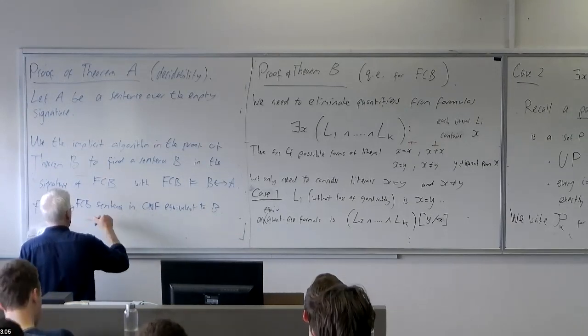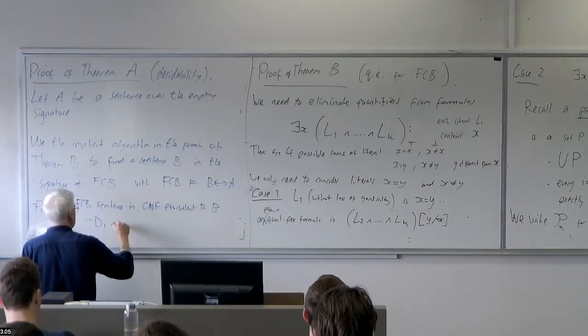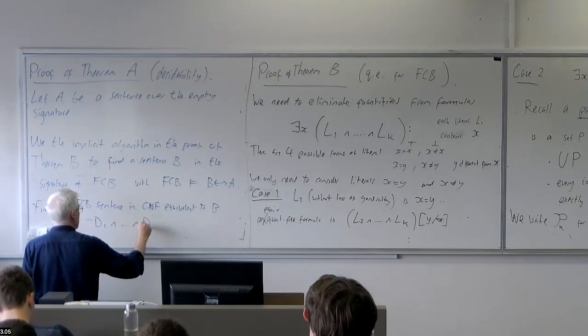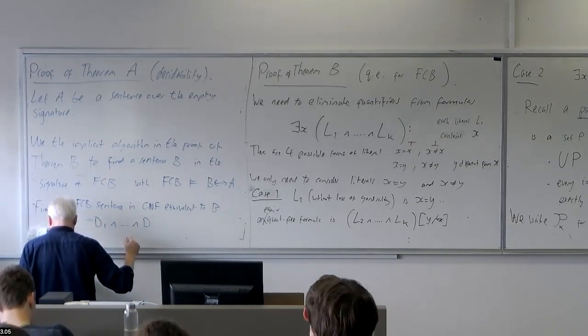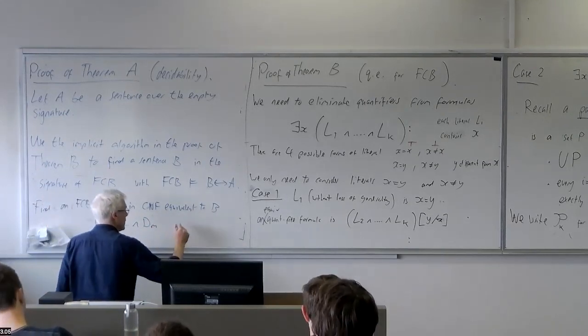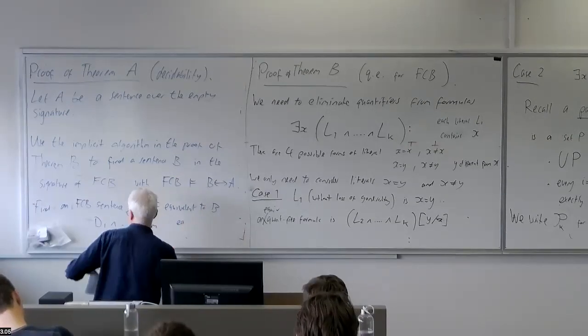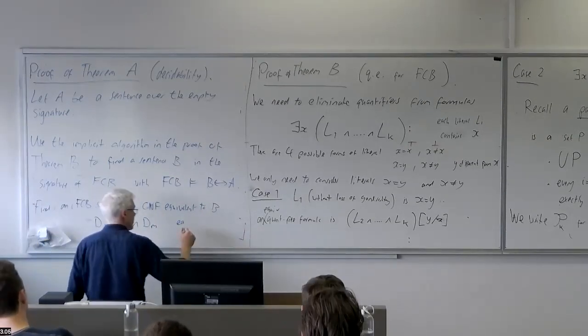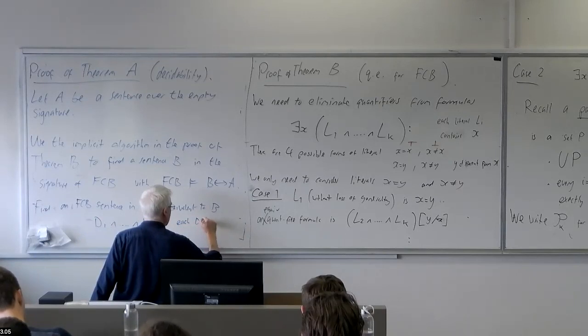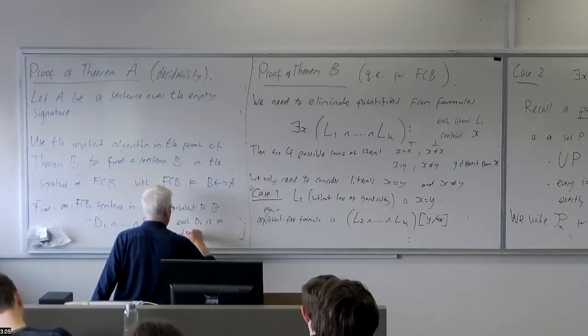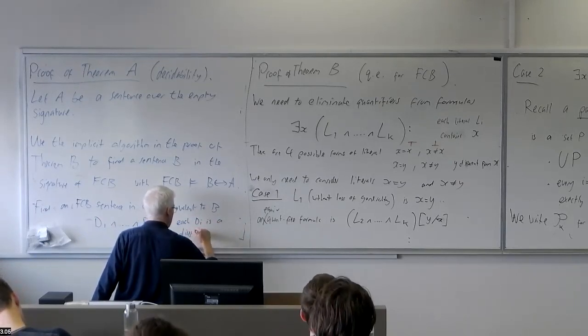So conjunctive normal form is a conjunction. So here I'm using M. Each Di is a disjunction. This is a conjunction of disjunctions of literals. So each Di is a disjunction of literals.